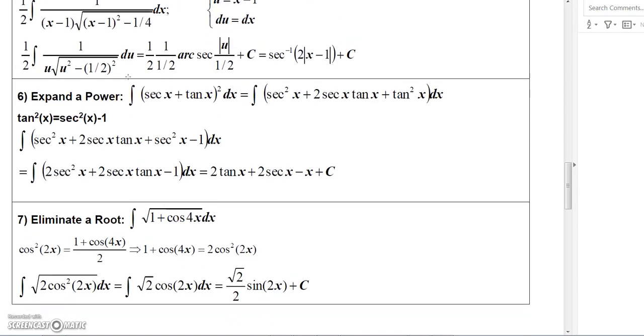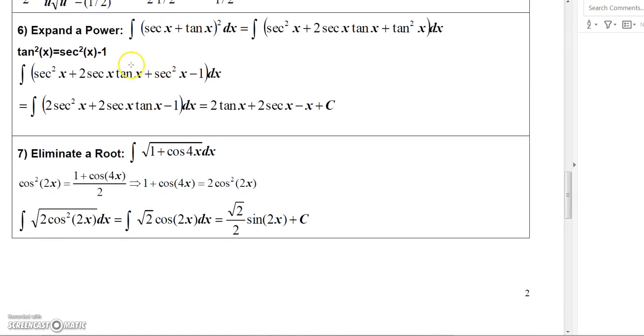So sometimes we may need to expand a power. Here we want to integrate (secant x plus tangent x) quantity squared, and you can multiply that out because you could just be squaring a binomial. So you'd square the first term, get secant squared x, twice the product of the two terms, secant x tangent x, and then plus tangent squared x.